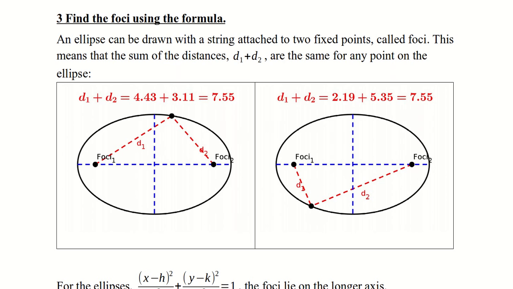So this means that the sum of the distances, d1 and d2, is the same for any point on the ellipse. So here are 2 examples. We'll look at a GeoGebra file in a second. But for now, the 2 distances, that is the distance from the point to one focus and the distance from the same point to the other focus, add to the same amount. So for this ellipse, that constant distance is always 7.55. Let's look at a GeoGebra file for this.